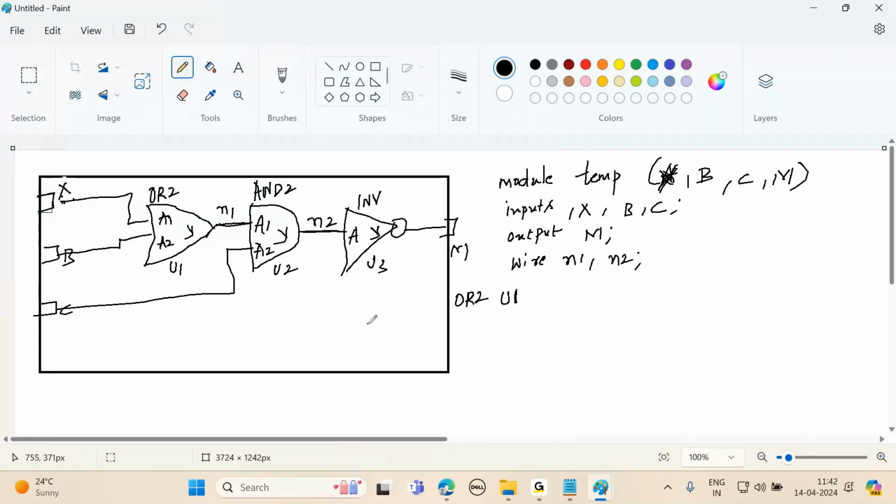So first I will be having the library cell name, then the instance name, then port mapping. Port mapping means for the A1 pin of this OR gate, what is connecting? X input is connecting, comma. For the B pin, there is no B pin. Instead of B pin, what is present? A2 pin. Dot A2 pin. For the A2 pin, what is connecting? B input is connecting, comma. Dot Y. The Y pin of your OR gate, what is connecting? N1 net is connecting.